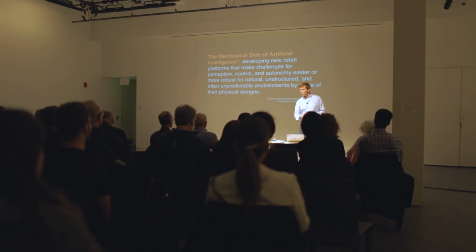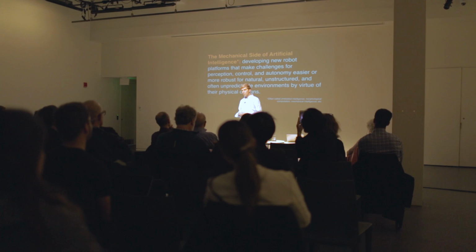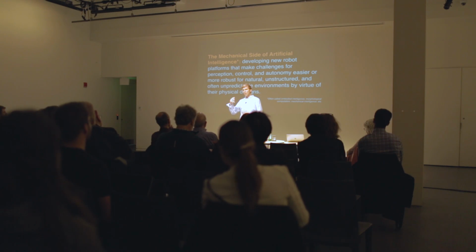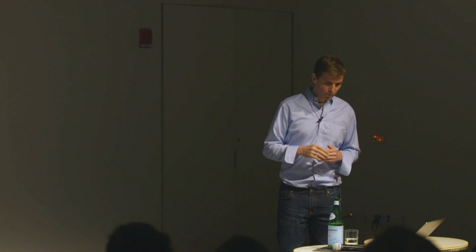So in my lab, we do the other side of this, which again, we call the mechanical side of artificial intelligence. To contrast, this is developing new technologies, new robot platforms specifically, which make these questions of perception, autonomy, and control easier by virtue of their mechanical design, their material systems, their manufacturing strategies, et cetera. So we're really thinking about, let's build new robots that can make these higher order AI concepts, make those things easier. And so how do we do that? That's what I'm going to talk about for the rest of this discussion.